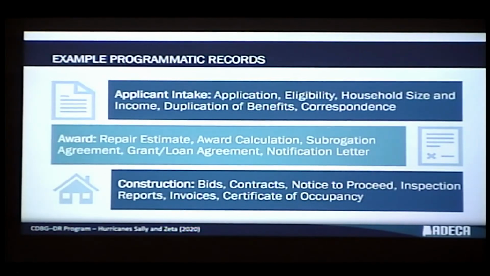Now, an example of programmatic records is applicant intake, application, eligibility, household size, and income, duplication of benefits, correspondence, and your award, which is your repair estimate, award calculation, construction, your bids, your contracts, notice to proceed.